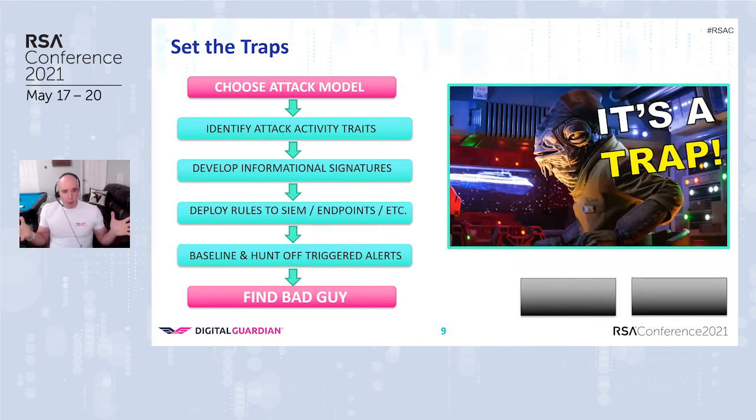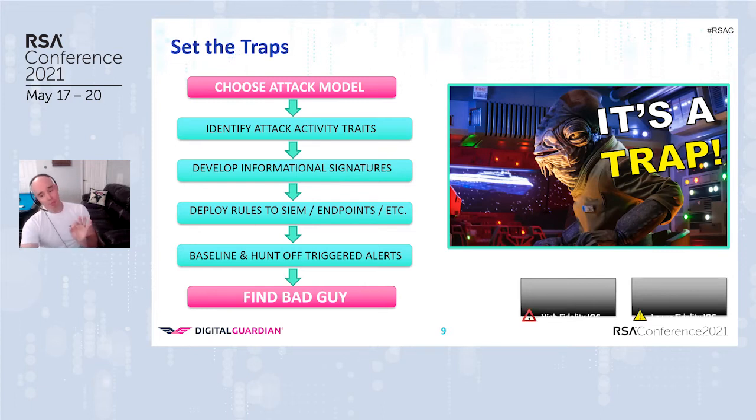So where do we begin? I do believe once you've gotten that endpoint visibility, you've got to start setting the traps. Identifying attack activity traits, developing these informational signatures, these lower fidelity signatures that allow you to pivot off this data and really start identifying some interesting behavior in your environment. So getting these rules deployed in your SIEM, and then start baselining, understand your environment. Every environment is very different, but once you start to identify and baseline what's normal behavior in your environment, you can start to alert and trigger on things that may be anomalous for your environment.